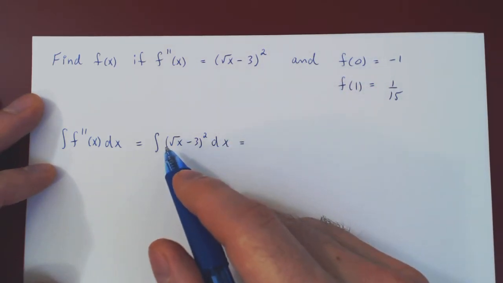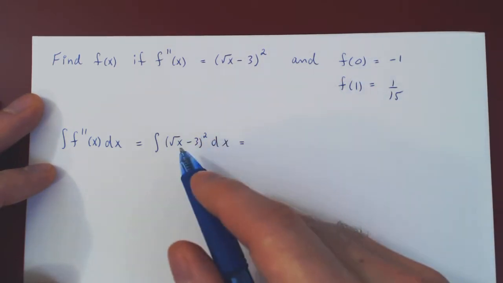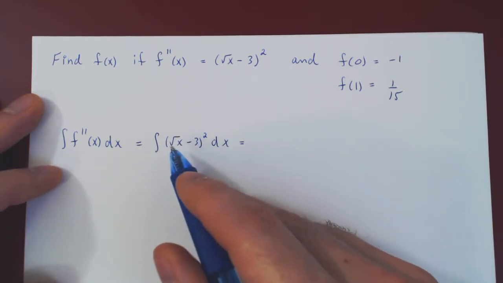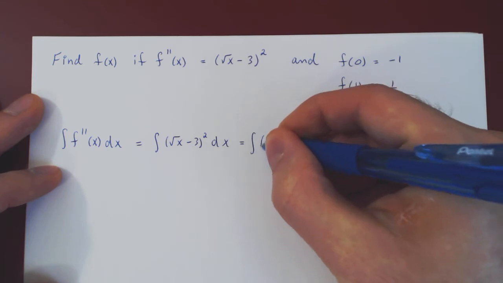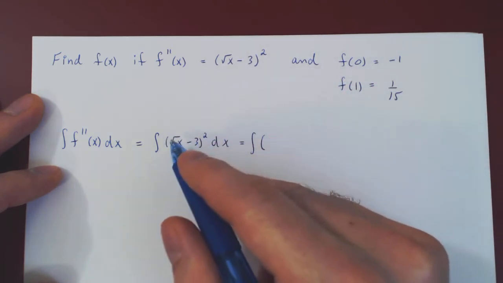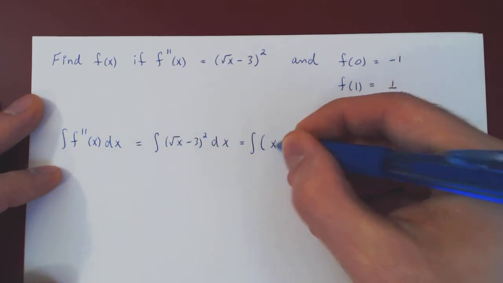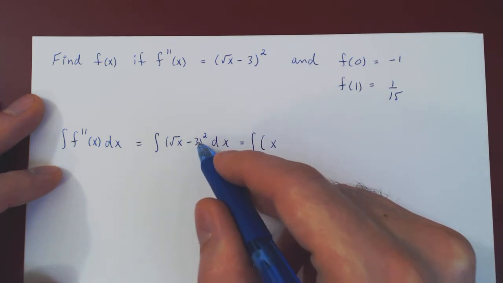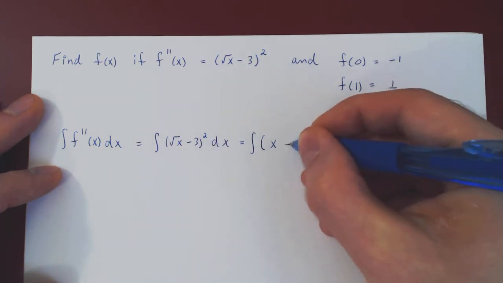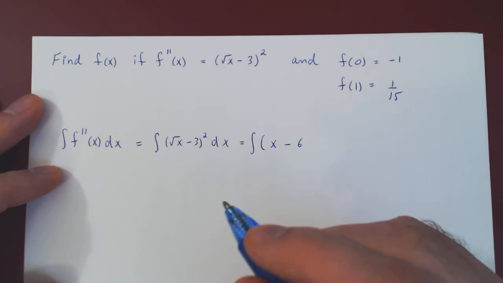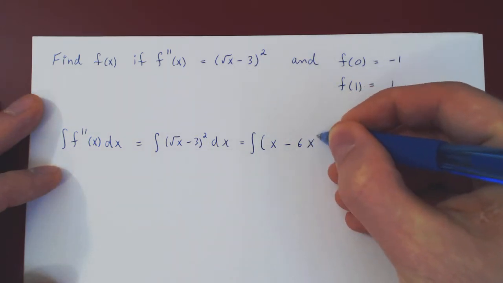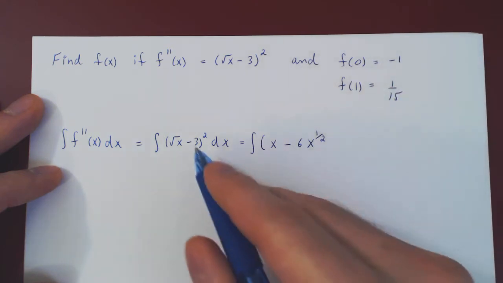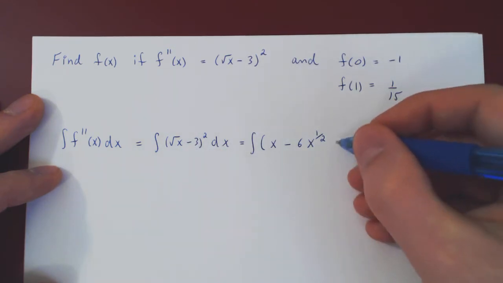Well, we can't integrate over this, as it is a product between root of x minus 3 and itself, but if we multiply out, then we'll use the power rule. So let's square this. So root of x times itself is x, minus 3 root of x, minus 3 root of x, minus 6 root of x. And I will not write root of x, but thinking of the power rule, instead I will write x to the power of 1 over 2. And finally, negative 3 times itself, plus 9.